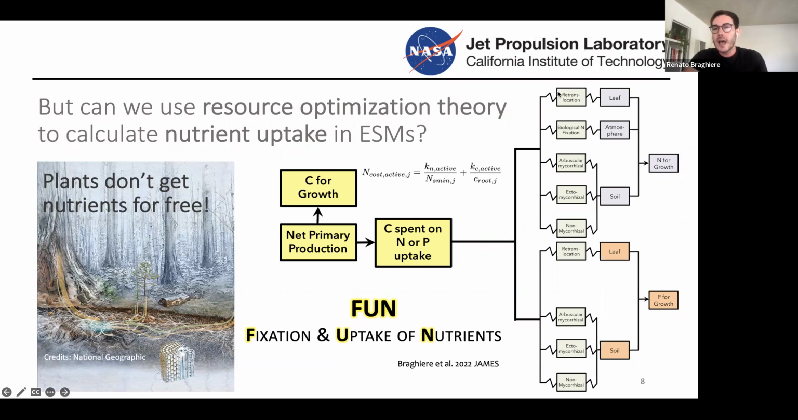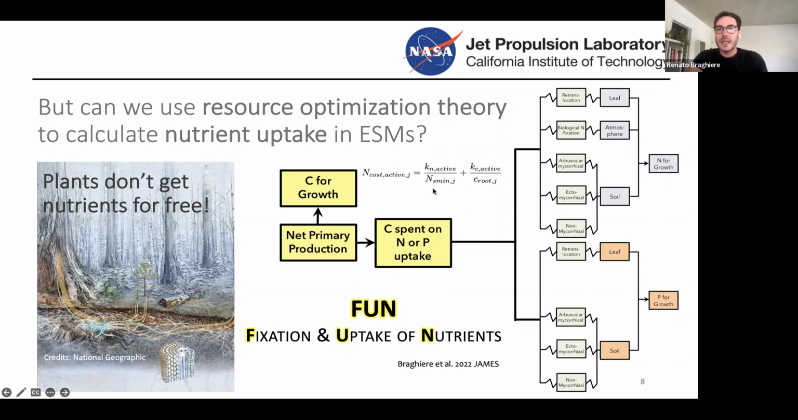So in the model, we can calculate, for example, retranslocation of nutrients from leaves. In the case of nitrogen, we can calculate biological nitrogen fixation from the atmosphere. We can calculate the two different mycorrhizal types, so arbuscular mycorrhizae and ectomycorrhizae from soils, and also the direct root uptake or the non-mycorrhizal uptake, where roots are in direct contact with that soil. And basically what we do is we calculate this cost function. And so we have here N, and I promise this is the only equation that I'm going to show in the entire presentation.